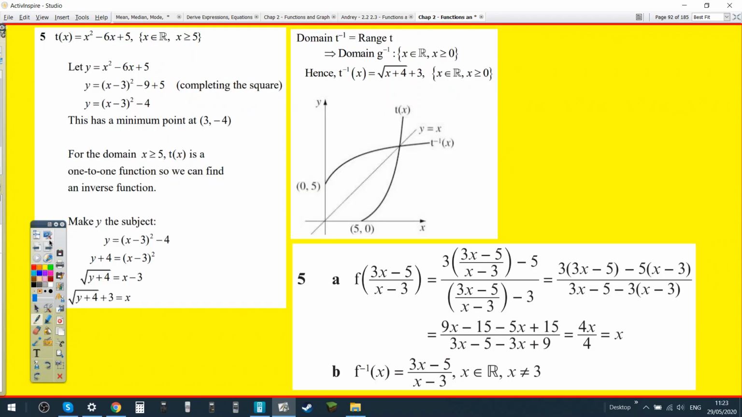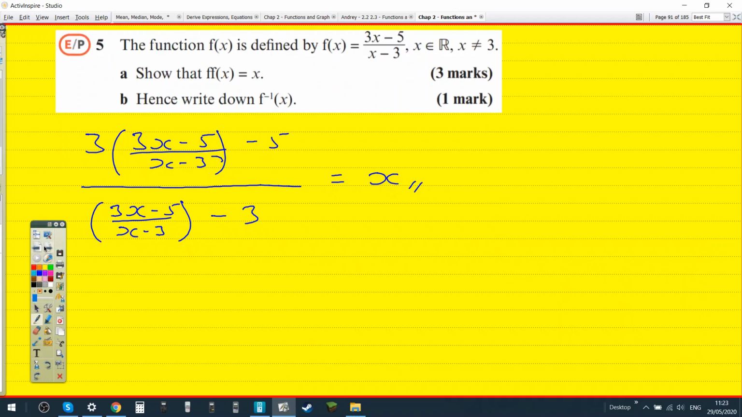I don't think they would accept that. Let's say 5. You sub that in. Let me just see. Okay, so then you would just expand those brackets and then you just say it's equal to x. Okay, that's fine.